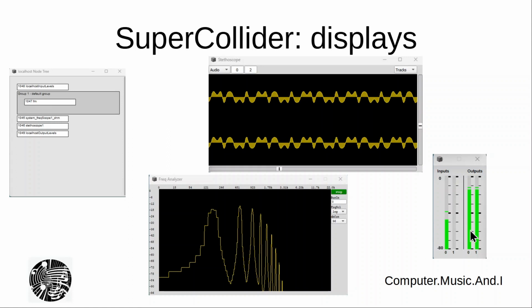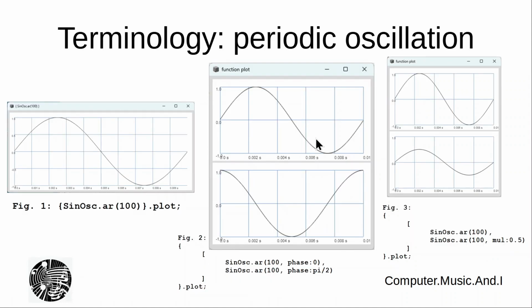And here on the right side we see the meters. So as you can see, there is input of very low level. This is just my microphone which is added. On the output we see the loudness of this signal that is going to be produced.